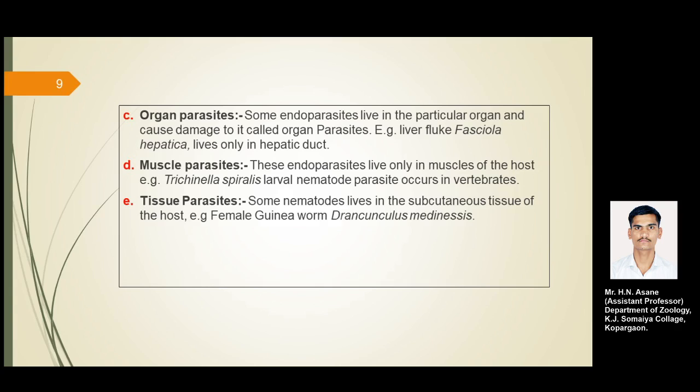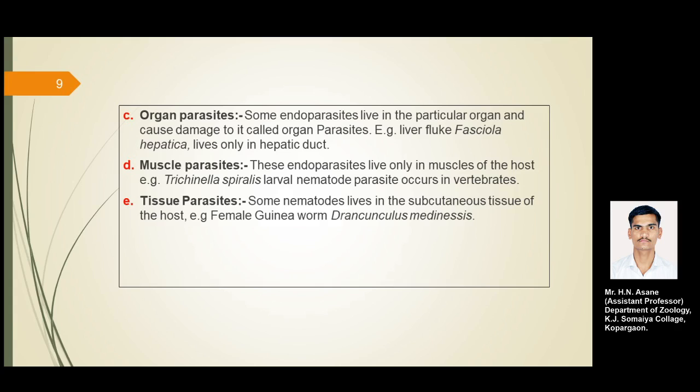This Trichinella spiralis is spherical in shape. We are going to see pictures of this particular type of parasite in the next slide. Trichinella spiralis is a coiled structure, one particular type of nematode, and the larvae of this nematode parasite occur only in the muscles of vertebrates, so they are known as muscle parasites. And let's go to the fifth one, the tissue parasites.